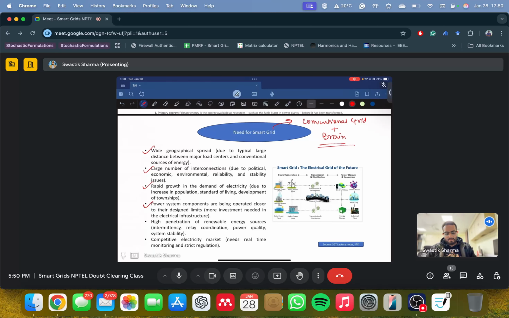Also, the power system components. This electrical infrastructure, this grid, these transmission systems, were laid a very long time back, right? So now they are at their operational limits. If they are at their operational limits, we have to increase the investment. And there is a very interesting research area which deals with the cost deferral of this investment.